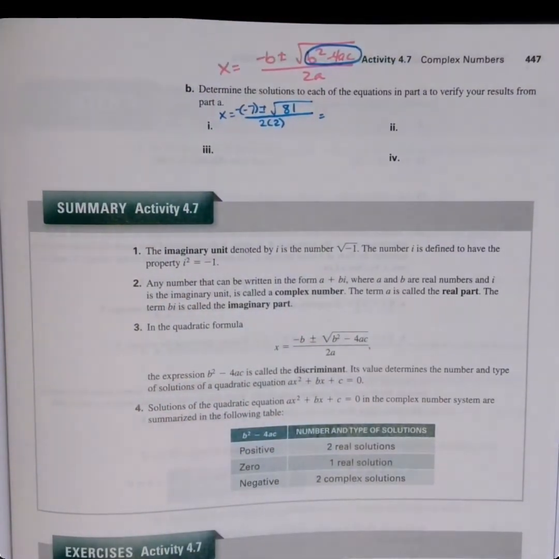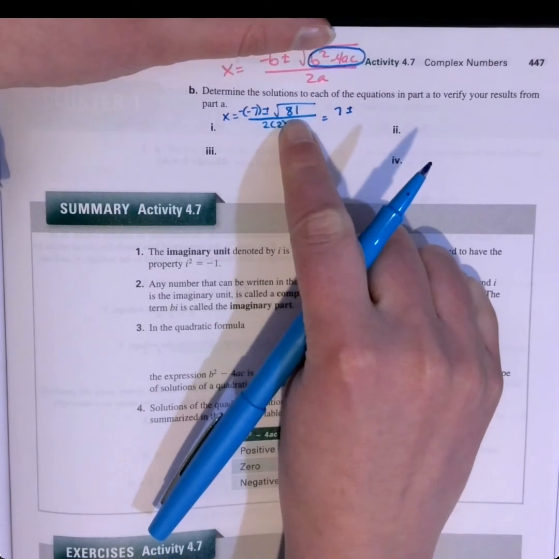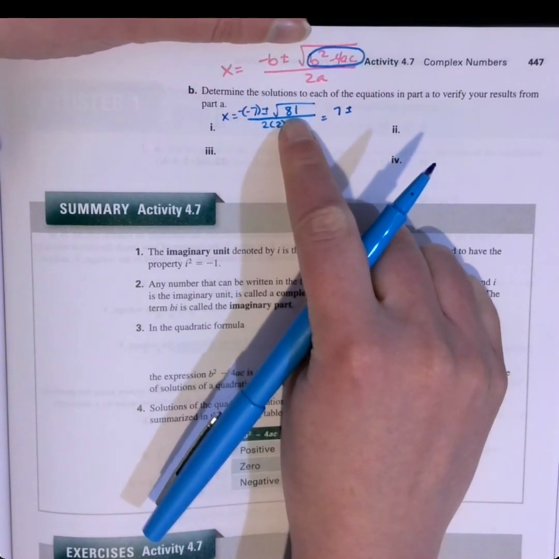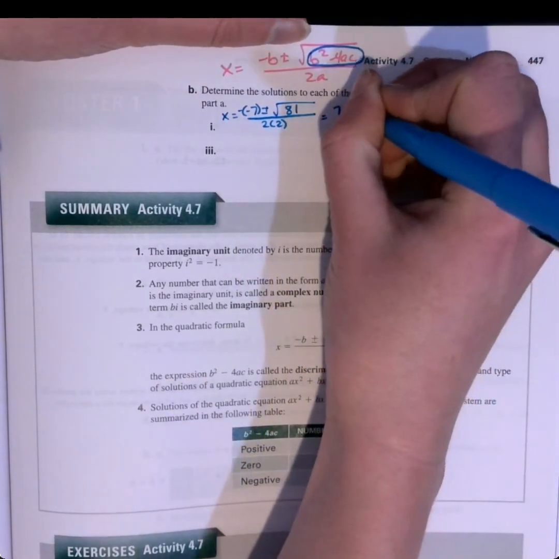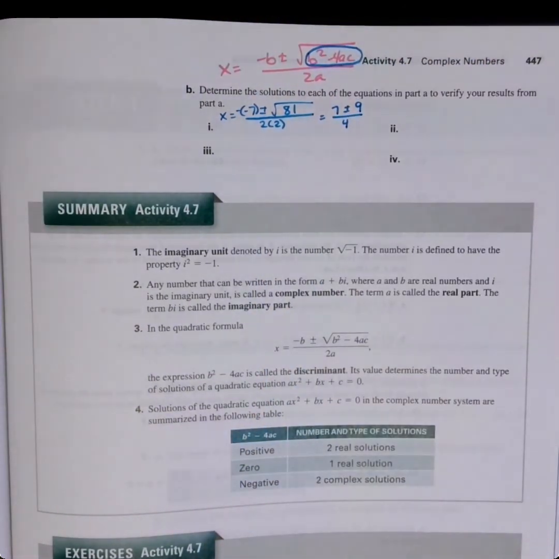Negative b, and b was negative 7, so negative 7 right there. So I'm going to have 7 plus or minus the square root of 81, a number whose square root comes out exactly as 9. So I'm going to do the square root of 9 here, and then over the 4. Now, because 7 and 9 are like terms, we're just going to take 7 plus 9 and 7 minus 9, divide it by 4, and see what we get.